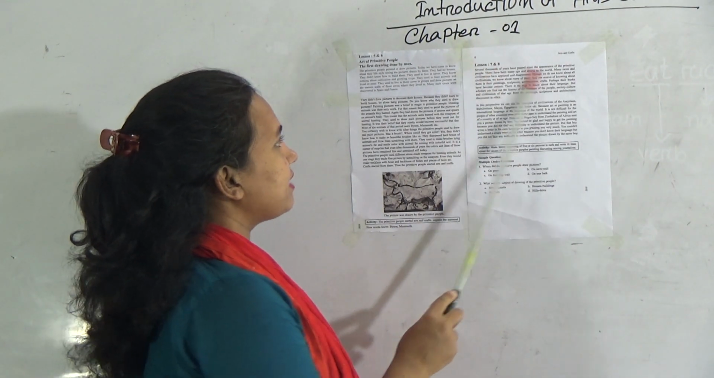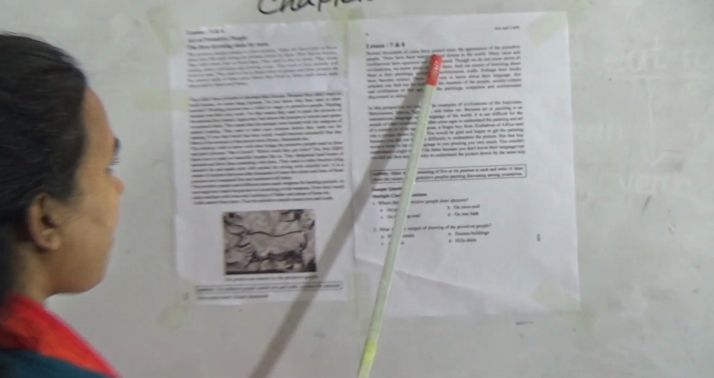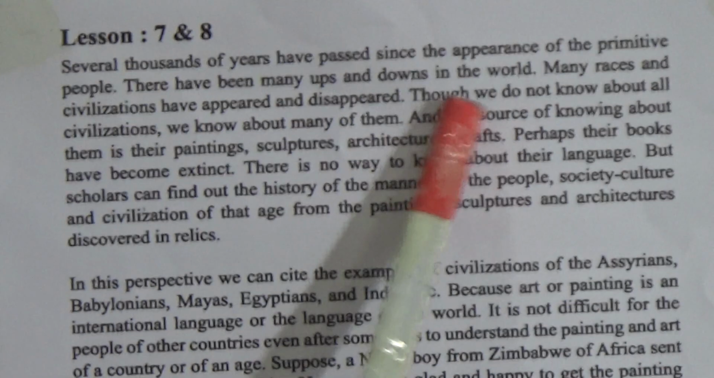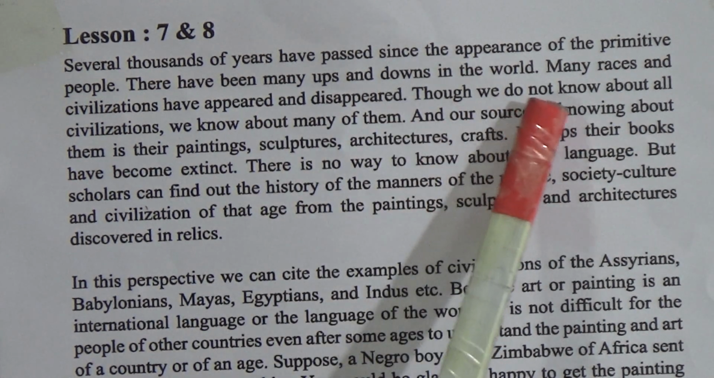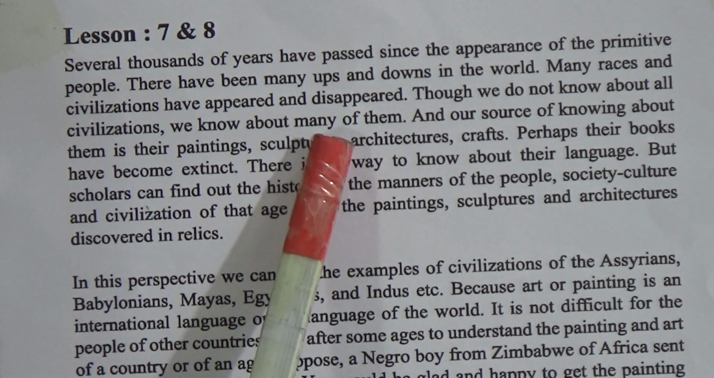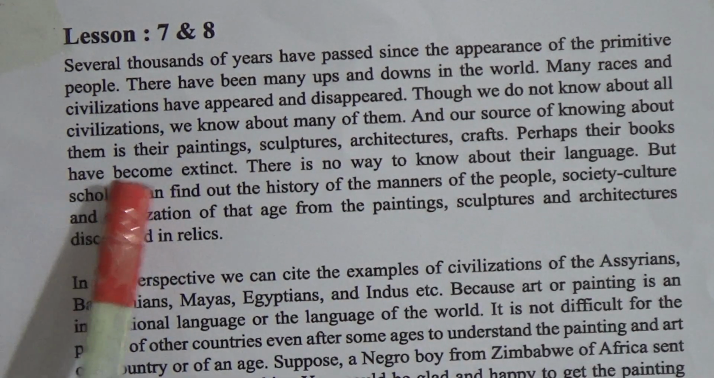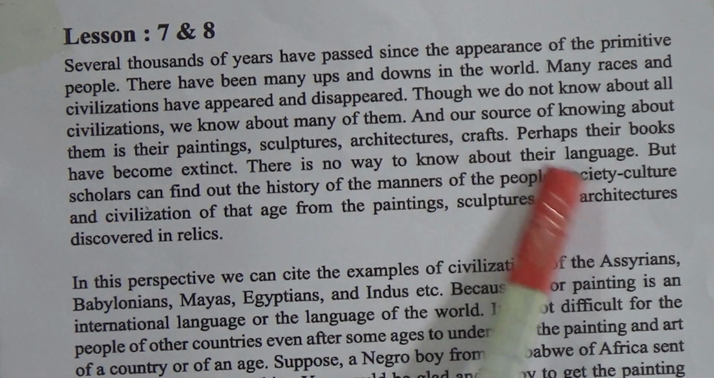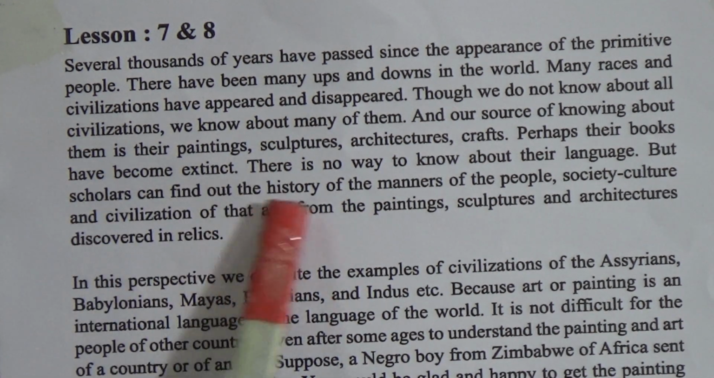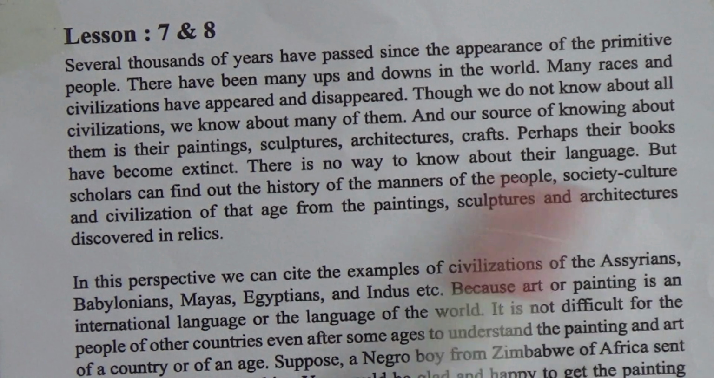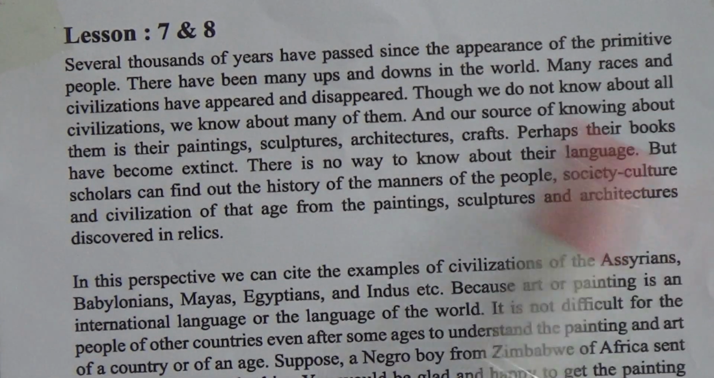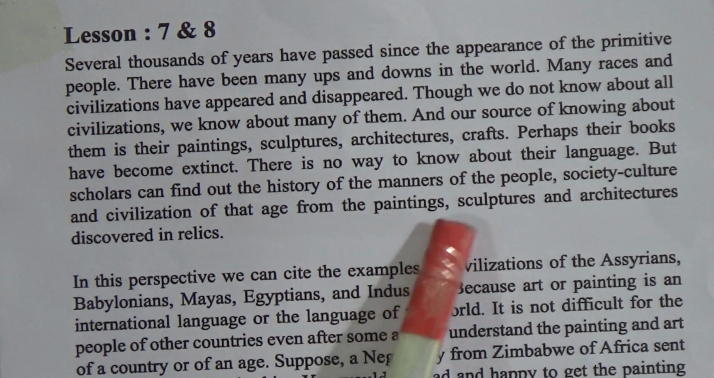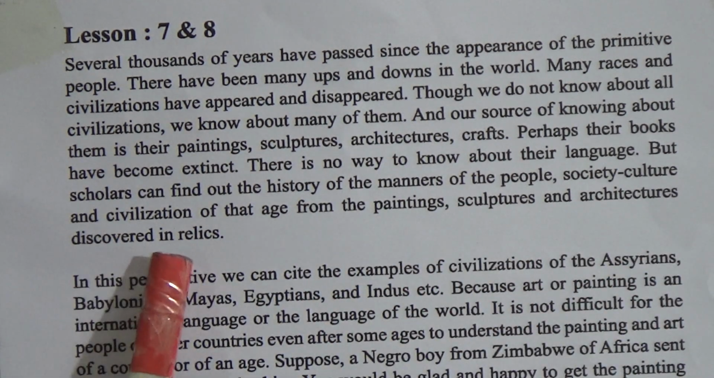Okay, lessons 7 and 8. Several thousand years have passed since the appearance of the primitive people. There have been many ups and downs in the world. Many races and civilizations have appeared and disappeared. Though we do not know about all civilizations, we know about many of them, and our source of knowing about them is their paintings, sculpture, architecture, craft. Perhaps their books have become extinct. There is no way to know about their language, but scholars can find out the history of the manners of the people, society, culture and civilization of that age from the paintings, sculptures and architectures discovered in relics.